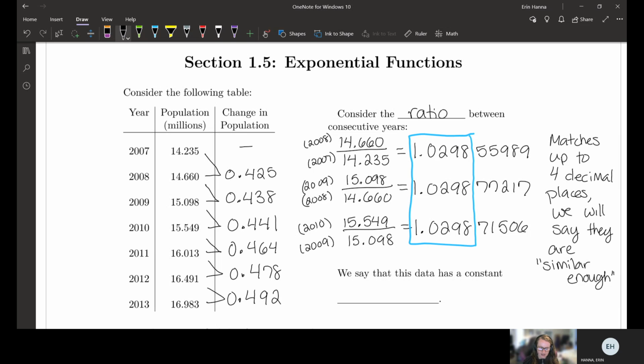So we're going to say that this data has a constant factor, since all of these ratios agree up to 4 decimal places. So we have this relationship not in the change in population, but in the ratio of consecutive years for the populations. So we have a constant factor instead of a constant slope, and that's the big difference between a linear function and an exponential function. Linear functions have constant slope. Exponential functions have a constant factor.